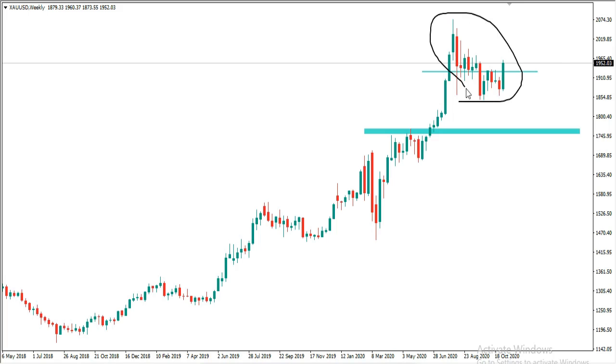So with this consolidation and this break we have right at this point, we might be seeing the next impulsive move on gold over the next few weeks or months, as the case may be. So what I would expect is for this area to act as support. If the price comes back to find support at this area, then that's where we'll be looking for continuation higher. So overall on gold we expect to see continuation higher. Let's see what we have on the daily time frame.